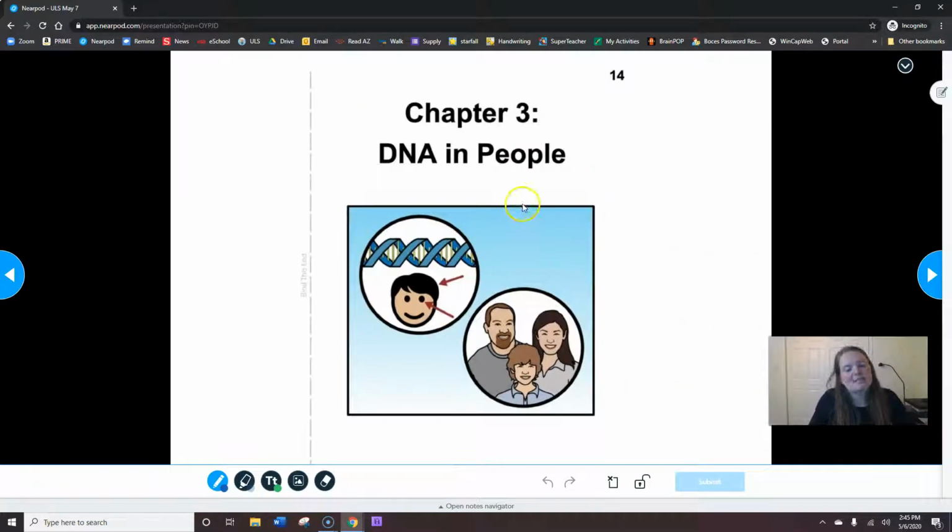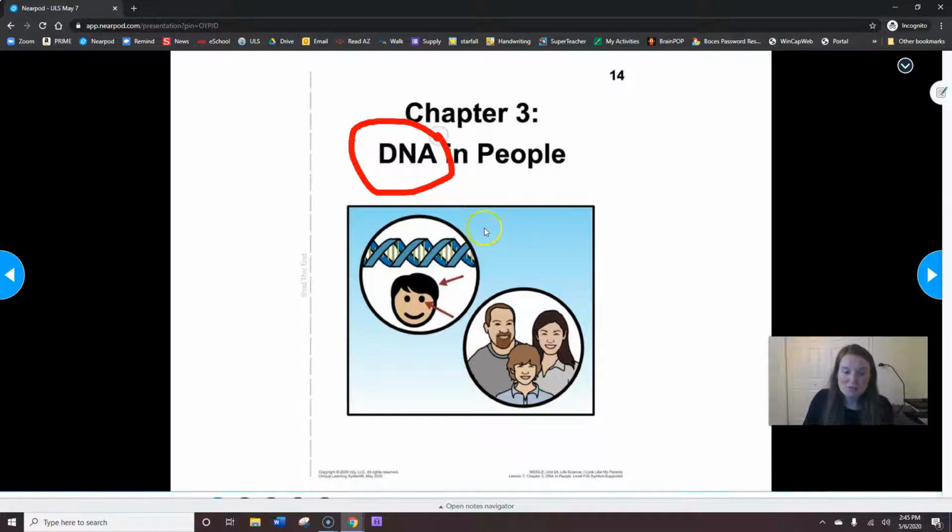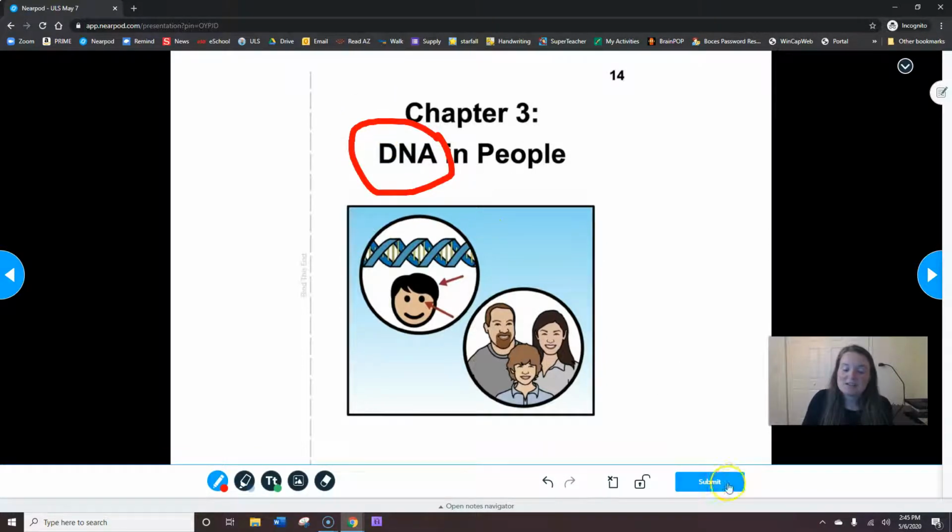So we're talking about DNA that exists in people. We already learned that DNA is in all living things, and it's not something that you can see without a telescope. So it's not something that you and I can see, but it's something that scientists learned about. So we're reading about DNA. Let's circle DNA. 3 letters, DNA. I'll circle DNA, you circle DNA, and when you're done, hit submit.